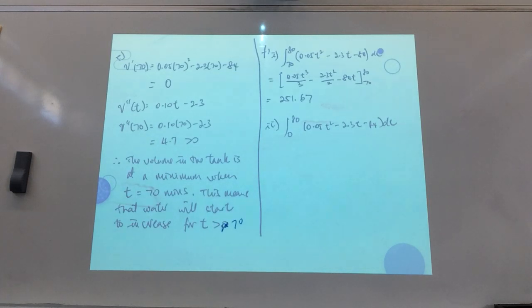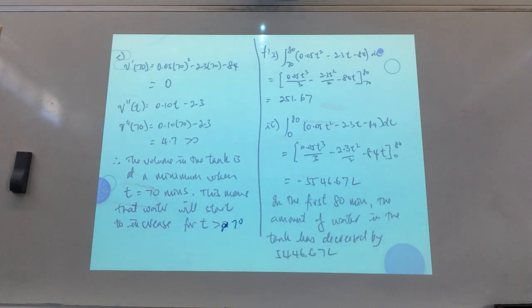All right, and finally, determine the net change, which is 0 to 80. From 0 to 80, you're now thinking about the first bit, which is draining to 70, and then you're going to add in 70 to 80. In the first 80 minutes, the amount of water in the tank has decreased by that much. Although there's water going in after 70 minutes, it has decreased by this much. So that's a net effect from 0 to 80. It crosses the minimum point and goes up again, but it's still in negative territory because there is more water draining out than going in.